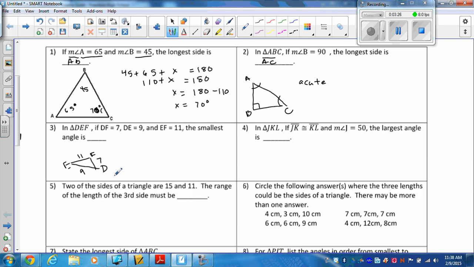Now you can see my triangle is not really drawn to scale, but what I can see is that this angle should be the biggest because this is the longest side. So the one that's opposite across from the longest side is the biggest angle. So the biggest angle is angle D.